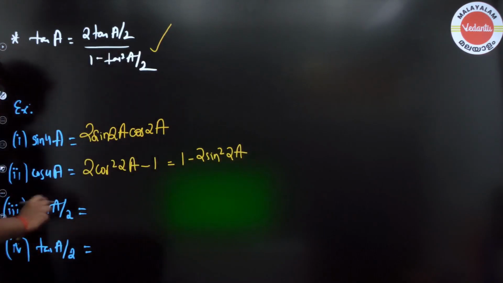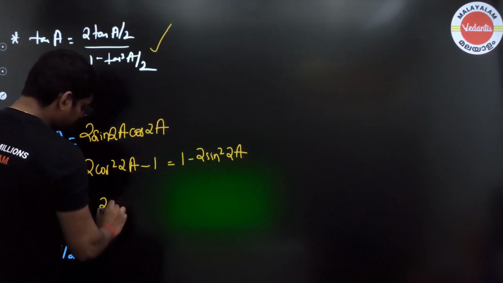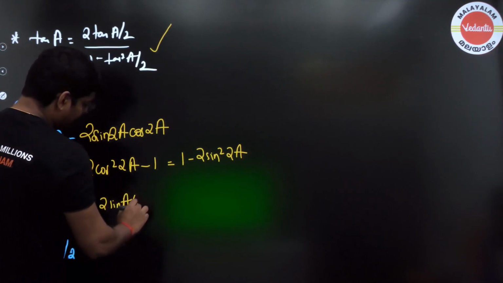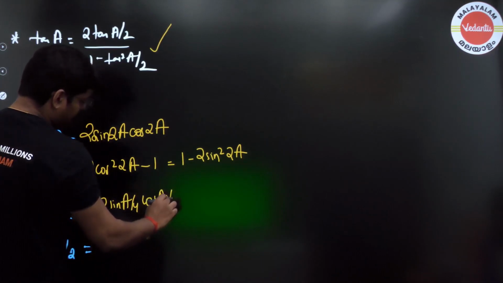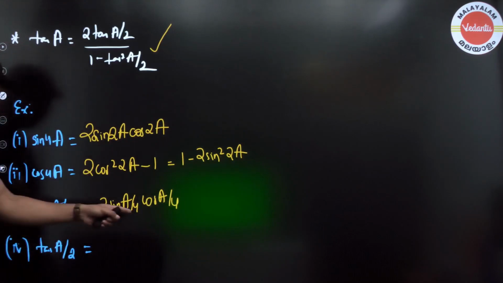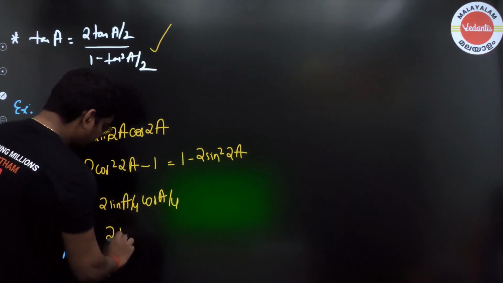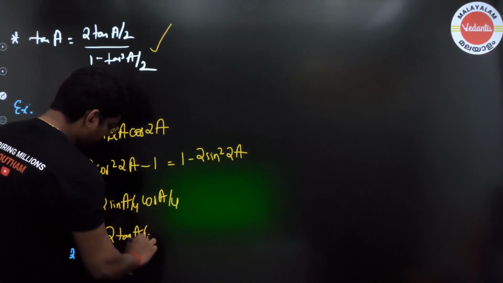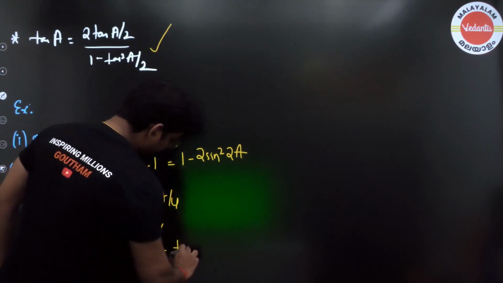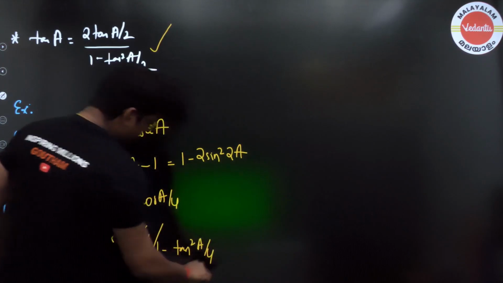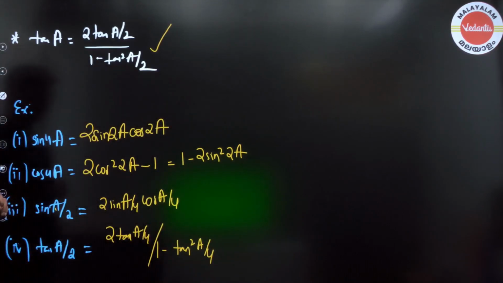Okay. Then you have sine a by 2. You can write this as 2 sine a by 4 cos a by 4. Yes or no? You see this one? This is double of this angle. Similarly, tan a by 2, let me write in terms of tan. So you will get 2 tan a by 4 divided by 1 minus tan square a by 4. So I hope this is clear for everyone.